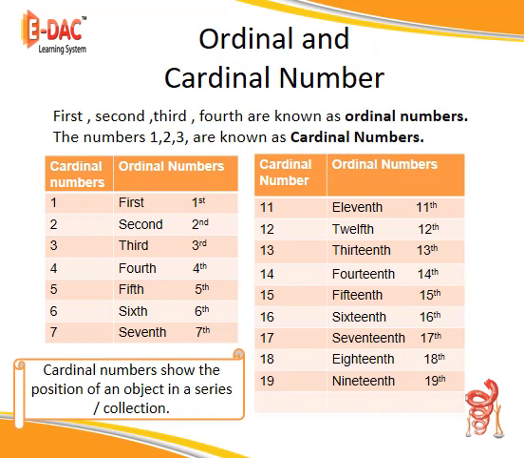1, 2, 3. You can see in the table, in cardinal numbers, we have written numbers in their original symbolic form. Whereas ordinal numbers are written as first, second, third, fourth, 11th, 12th, 13th, 14th, and so on. Cardinal numbers show the position of an object in a series or collection.